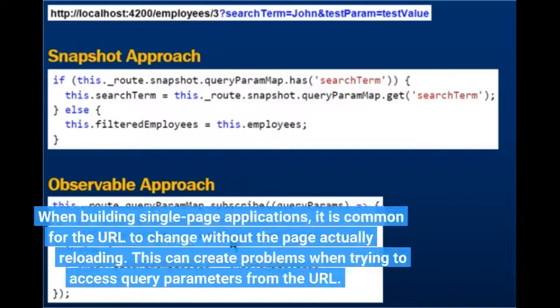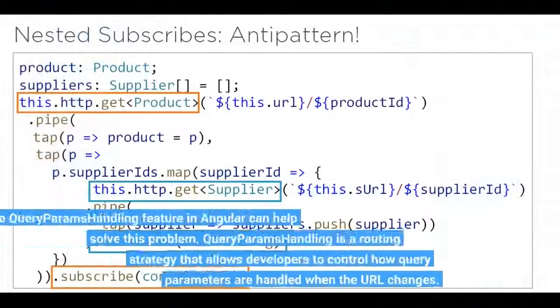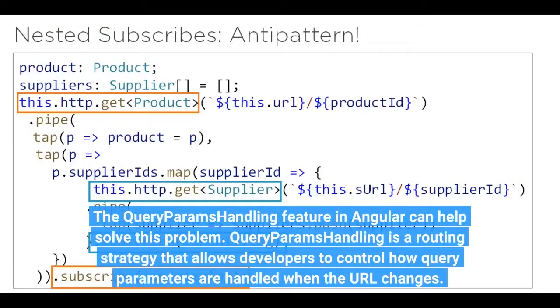When building single-page applications, it is common for the URL to change without the page actually reloading. This can create problems when trying to access query parameters from the URL. The QueryParamsHandling feature in Angular can help solve this problem. QueryParamsHandling is a routing strategy that allows developers to control how query parameters are handled when the URL changes.